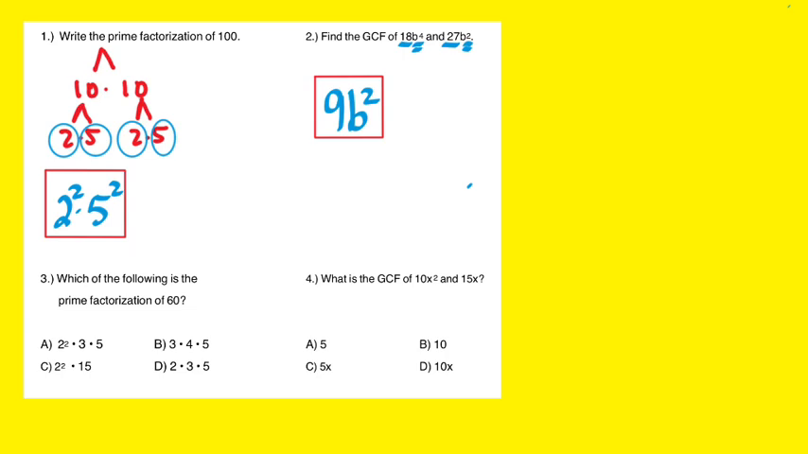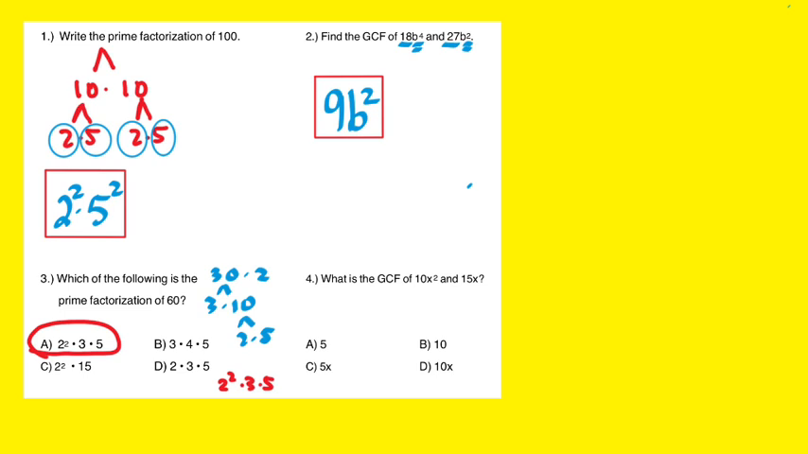Okay, number 3, we have to match which one's the prime factorization. I went ahead and factored this out to make sure I did it right. So I see that there's 2 2s, a 3, and a 5. So A is the correct answer. B is not right because 4 is not factored, and C is not right because 15 is not factored, and D is not right because 2 is not squared.